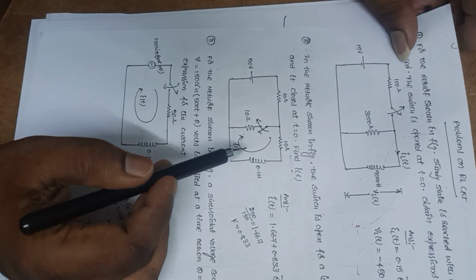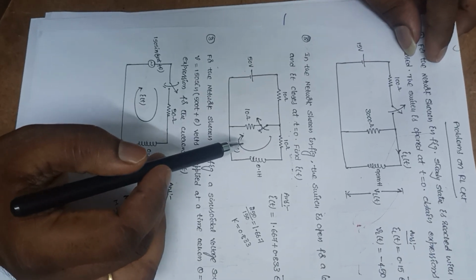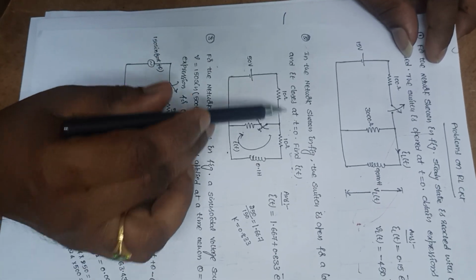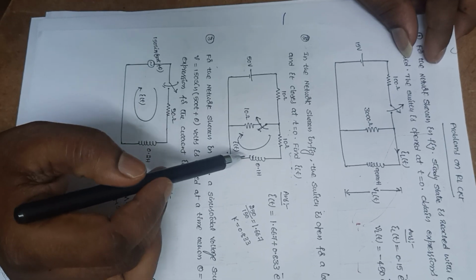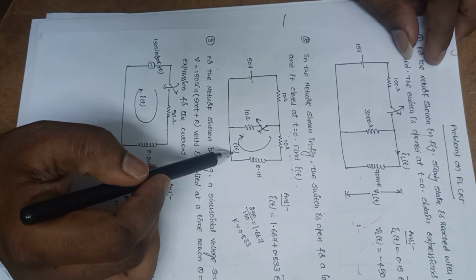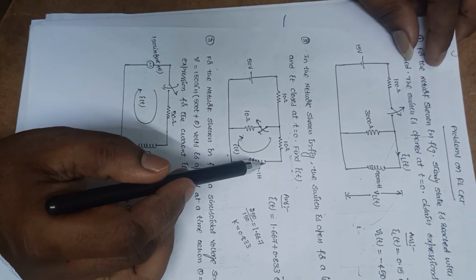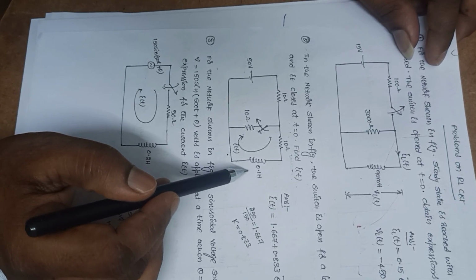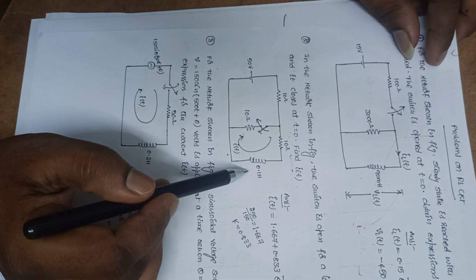So how to solve this problem? The same procedure I am going to follow. At t is equal to 0 minus, I will draw this circuit. From that I am able to find I of 0 minus, that is nothing but the current flowing through the inductor at t is equal to 0 minus. After that I will find I of 0 plus.